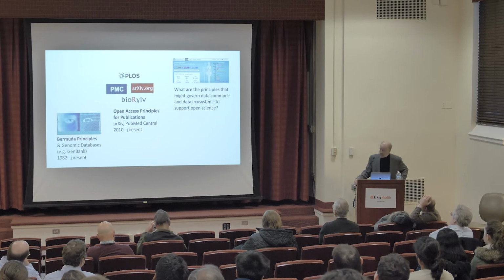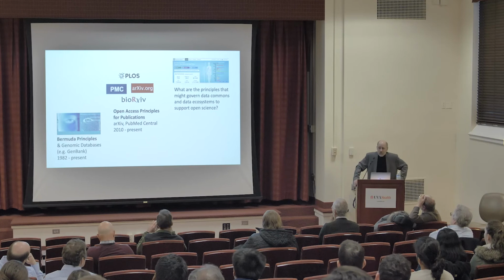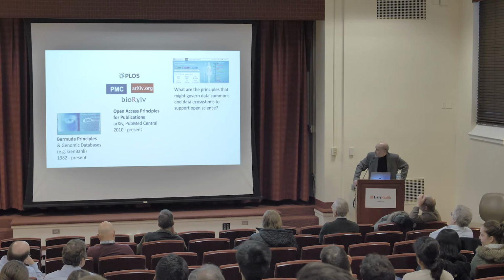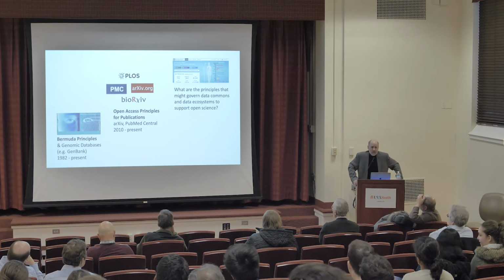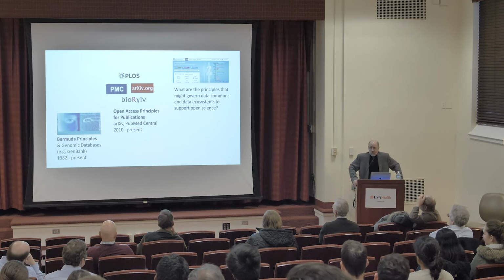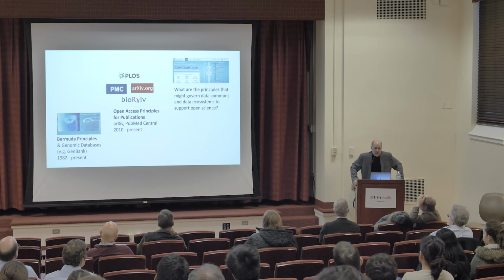The Bermuda principles fundamentally changed how we work with genomic data. What Phil and others did with open access for PLOS and archive.org fundamentally changed publications. You could ask, we really don't have principles for commons or for interoperating them. What would they be?